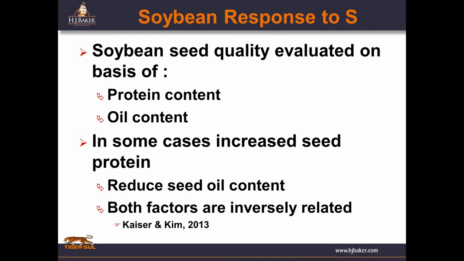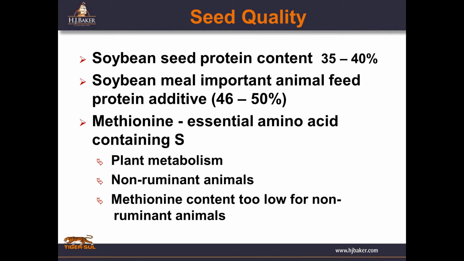Soybean seed protein content can be 35 to 40%, and once it's converted to soybean meal, which is an important animal feed protein additive, that can range in protein content from 46 to 50% protein. Methionine is one of the essential amino acids I referred to earlier that contains sulfur. It is important in plant metabolism. It's also a requirement for non-ruminant animals as far as balancing rations, and oftentimes that methionine content is too low for non-ruminant animals and has to be adjusted with a ration.